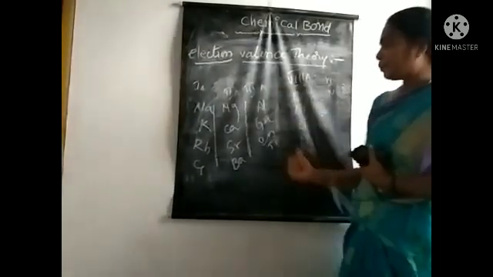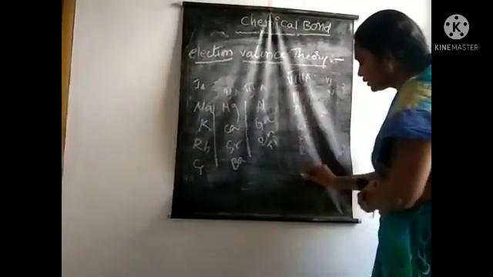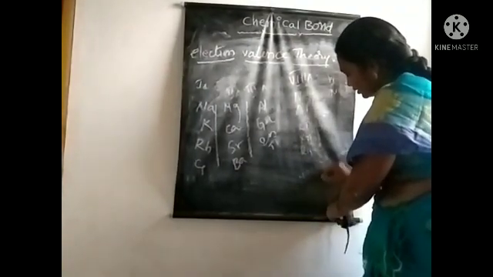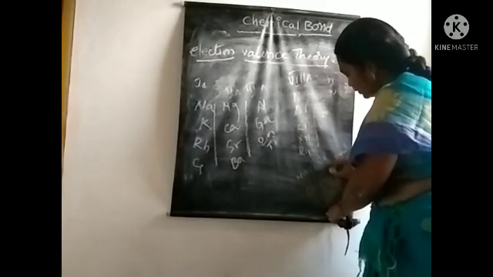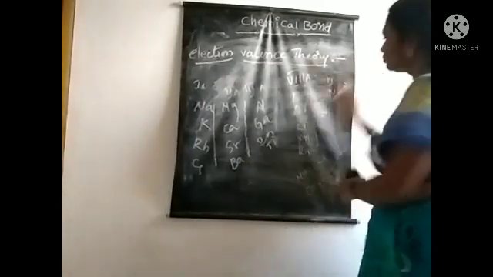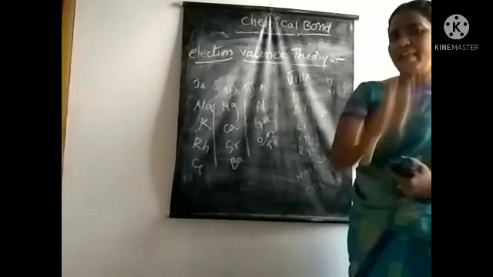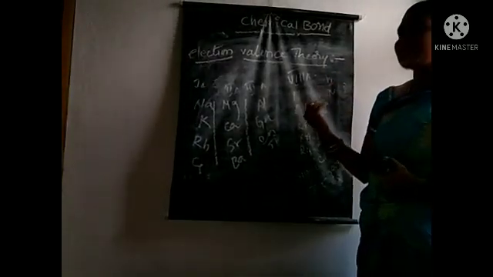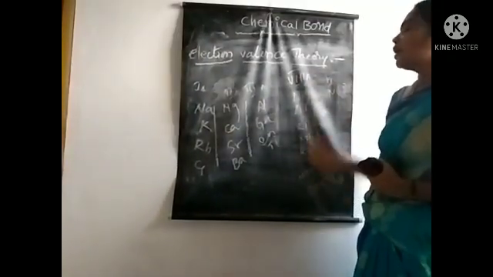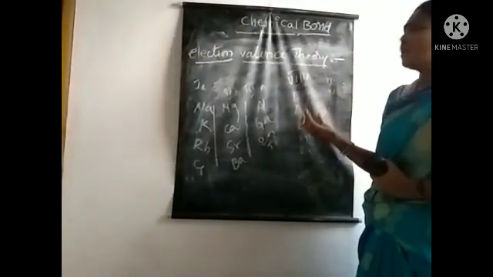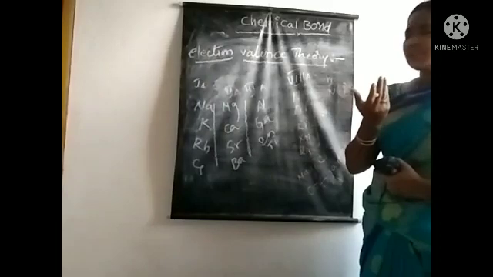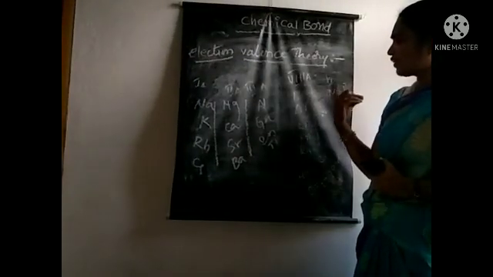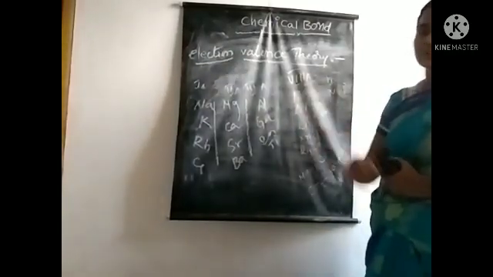But 8th year group elements have the magic configuration. They neither gain nor lose electrons. They are highly stable because they undergo very few reactions, or otherwise no reactions.